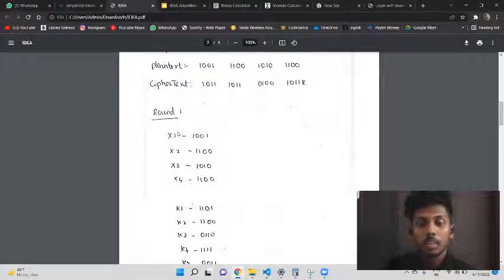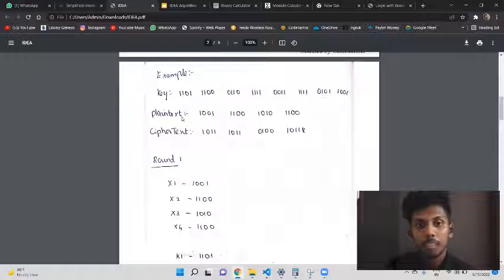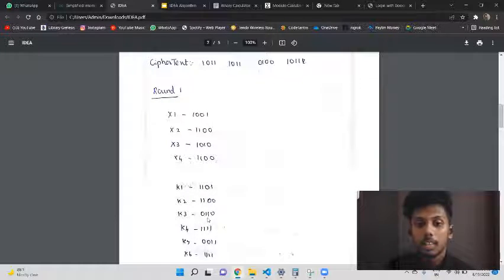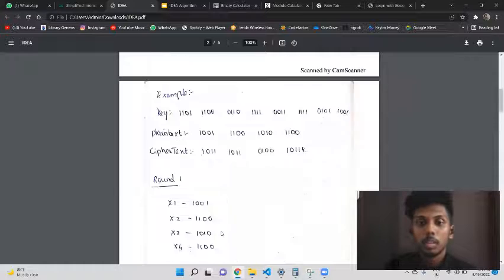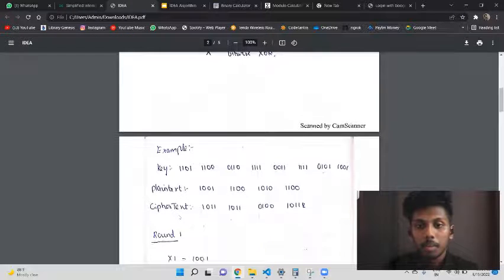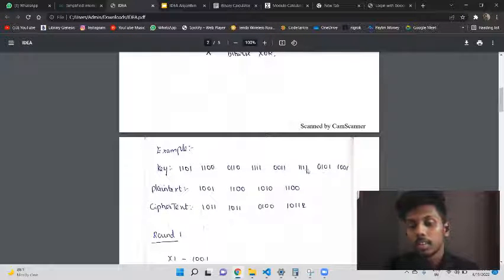In round one, we are taking the plain text as 4 chunks of 4 bits, and the subkeys as 6 chunks of 4 bits. So we'll be taking up to 1111, that is 15.